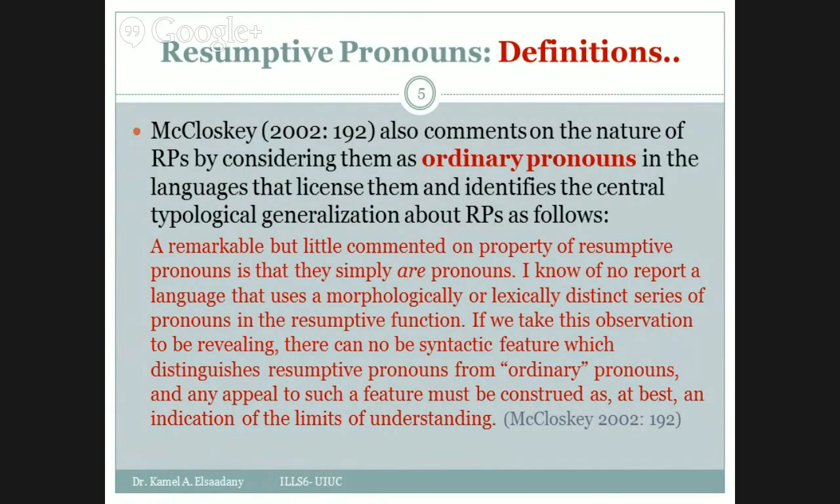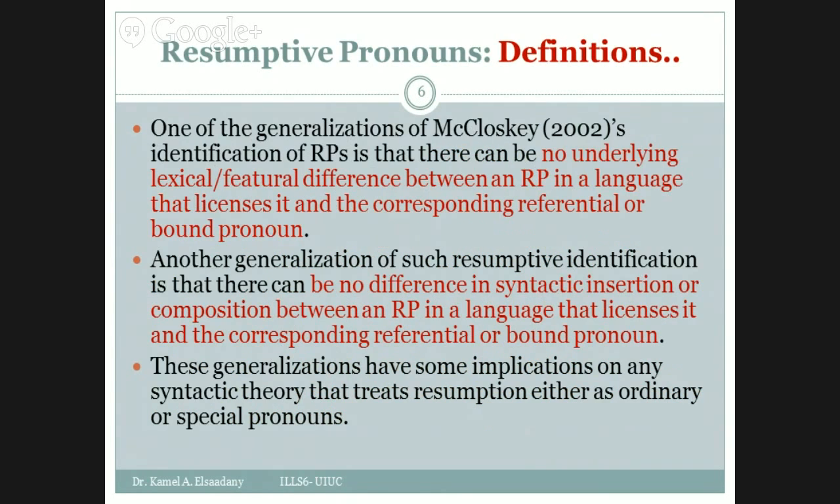Quote: a remarkable but little commented on property of resumptive pronouns is that they simply are pronouns. I know of no report of a language that uses a morphologically or lexically distinct series of pronouns in the resumptive function. If we take this observation to be revealing, there cannot be a syntactic feature which distinguishes resumptive pronouns from ordinary pronouns. And any appeal to such a feature must be construed as, at best, an indication of the limits of understanding. So basically, it is an ordinary pronoun.